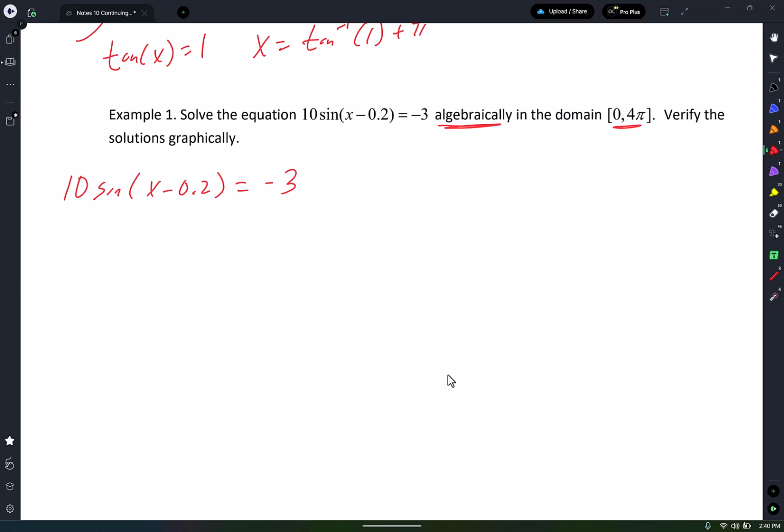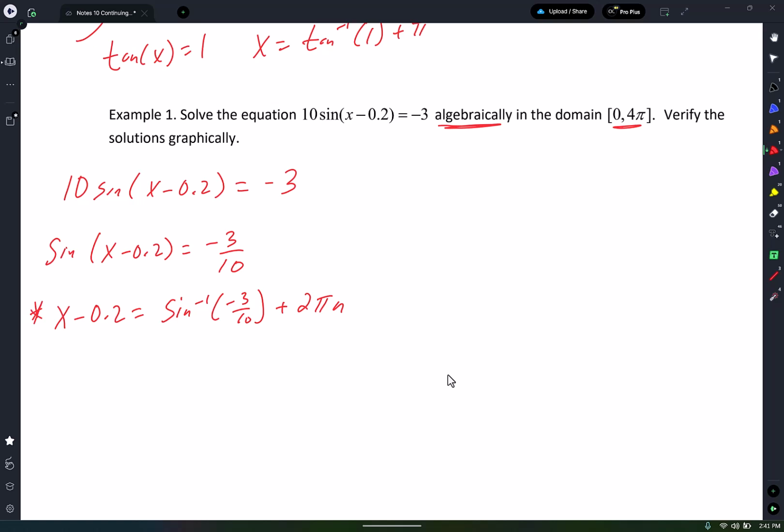All right, my first move. I need to get rid of that 10. What am I going to do? Divide. So I'm going to write sine x minus 0.2 equals negative 3/10. Are we okay so far, guys? Okay. Next move, I need to get rid of that sine. What am I going to do? Inverse or arc. x minus 0.2 equals inverse sine of negative 3/10. And if I do a revolution, I'm back in that same location. Does that make sense? Are we still okay? Okay, put an asterisk on this one because we're going to go back to that in a little bit.